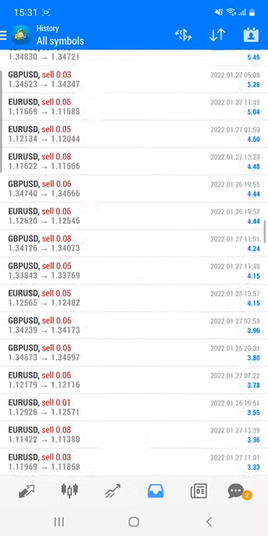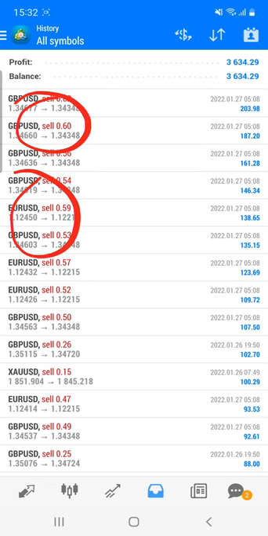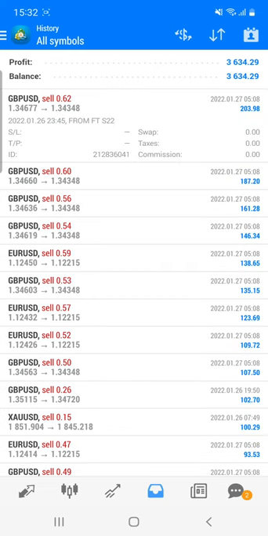This is the kind of trading which we are doing, and I am going to show you all these details, so you can have a look. See, these are the GBP trades and Euro trades which we have taken, and you can cross verify the dates. I'm going to open the trades once again for you.